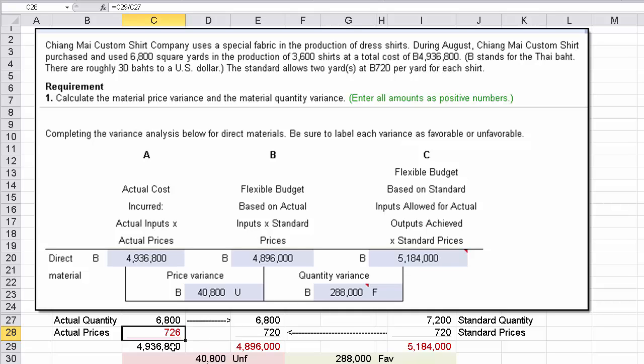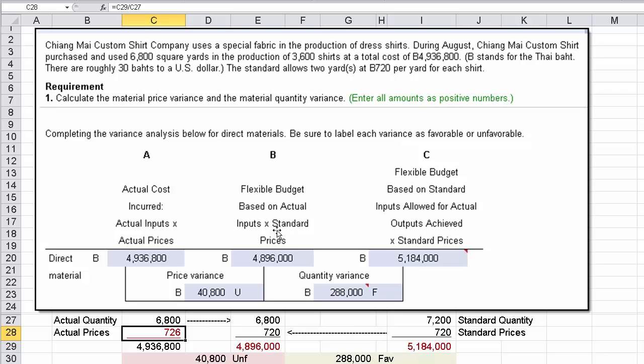So we just have to calculate the actual price. And of course, the way you do that is you simply divide the total price by the quantity and you come up with the price per unit. Okay? And you can see the calculation there. You can look up here. It's cell C29 divided by C27. So that's 726.